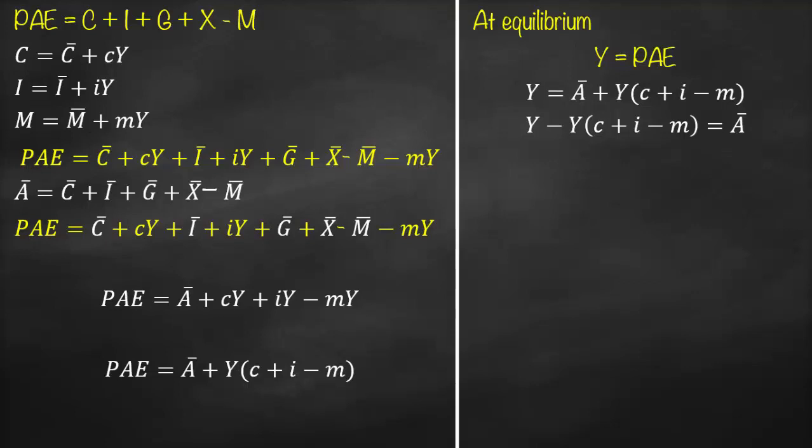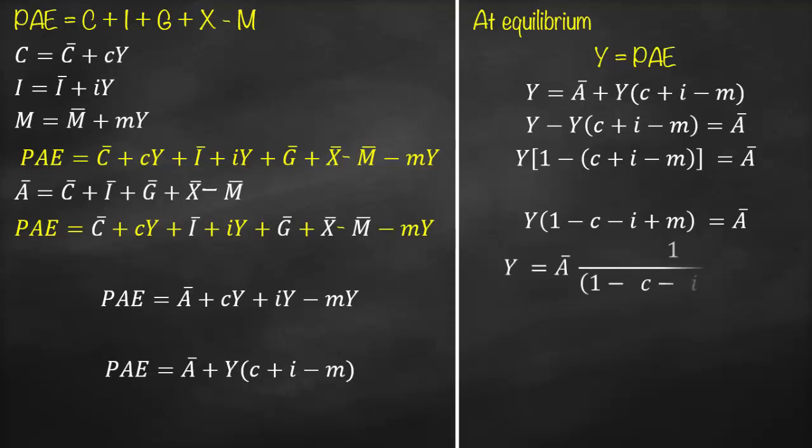Then I would like to get Y as a common factor. So it will be Y multiplied by 1 minus, we have the bracket of c plus i minus m close bracket, equal A bar. Then I have this negative sign, I would like to put it within the bracket. Therefore, Y multiplied by 1 minus c minus i plus m close bracket is equal to A bar. Then I would like to put only Y on its side. Therefore, we need to divide by this bracket. Therefore, Y is equal to A bar multiplied by 1 over 1 minus c minus i plus m.